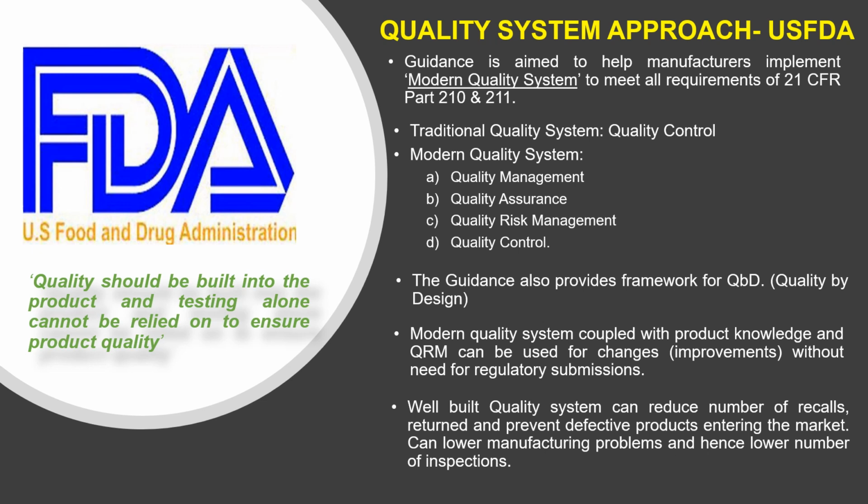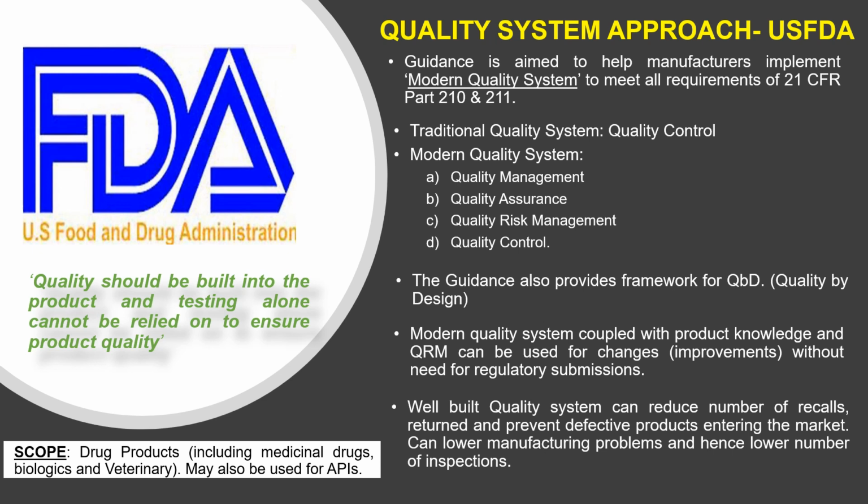This can cause a lower rate of manufacturing problems and hence a lower number of inspections. When we talk about the scope of this guidance, the USFDA has defined the scope for drug products including medicinal drugs, biologics and veterinary. This may also be used for APIs.